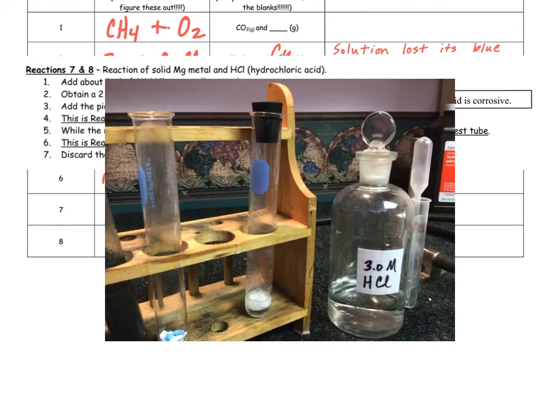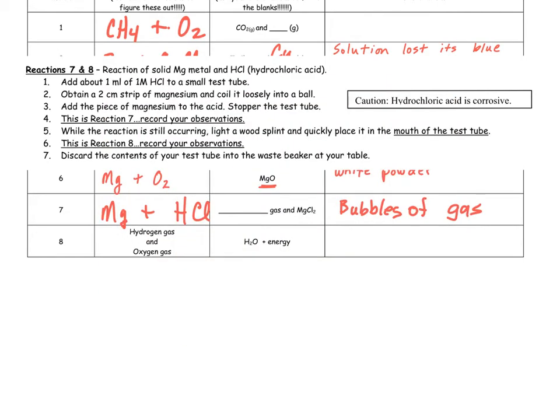Reaction number 7. Let's record something. Now the reactants are magnesium and hydrochloric acid, HCl, and it produces some kind of gas. I'm going to tell you that that gas is hydrogen gas, H2. In reaction number 8, we're going to prove that that is so. It also gives off a lot of heat. We'll write that down as well. It gives off a lot of heat.